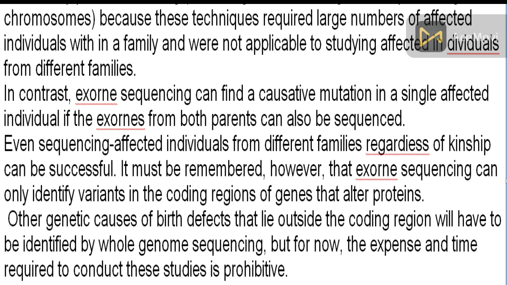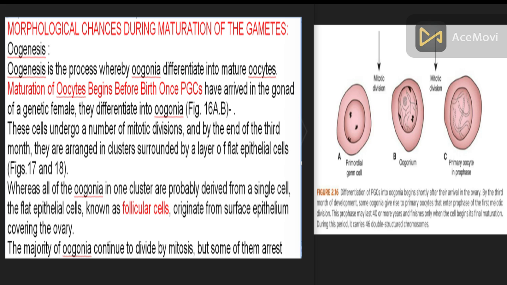In contrast, exon sequencing can find a causative mutation in a single affected individual if the exons from both parents can also be sequenced. Even sequencing affected individuals from different families regardless of kinship can be successful. It must be remembered, however, that exon sequencing can only identify variants in the coding regions of genes that alter proteins. Other genetic causes of birth defects that lie outside the coding region will have to be identified by whole genome sequencing, but for now, the expense and time required to conduct these studies is prohibitive.